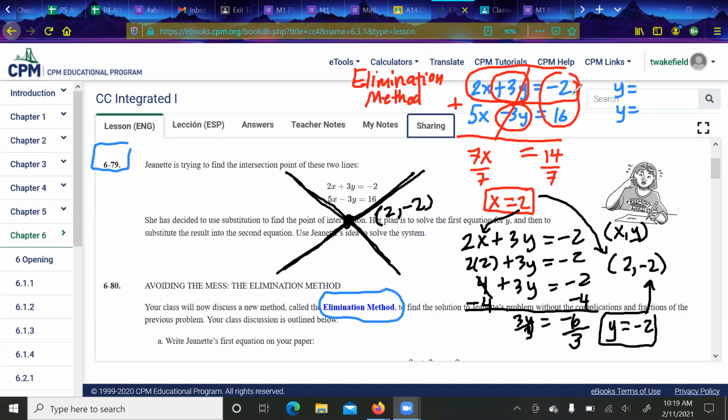And that's why it doesn't matter which equation you use when you plug this in to check, because the solution, the point, is a solution on both lines where they intersect. Okay, so that is how we use the elimination method.